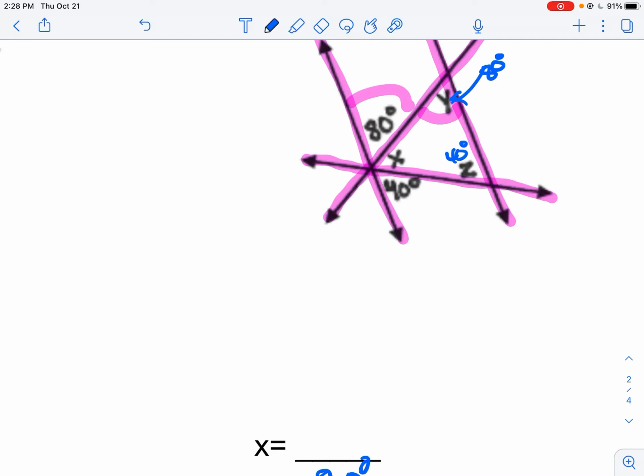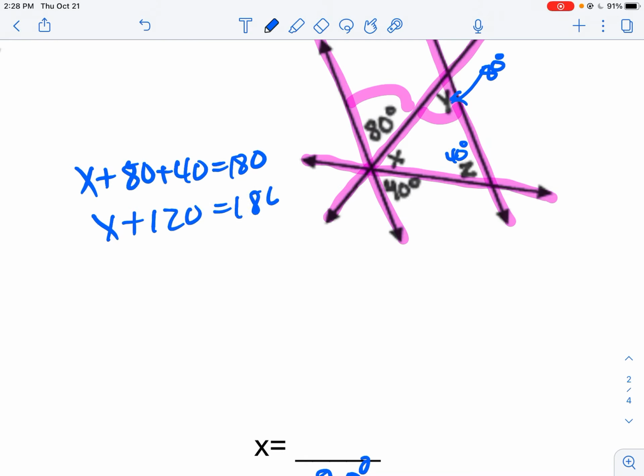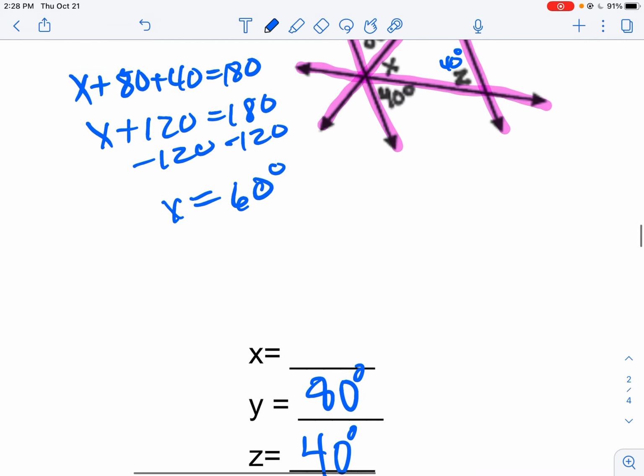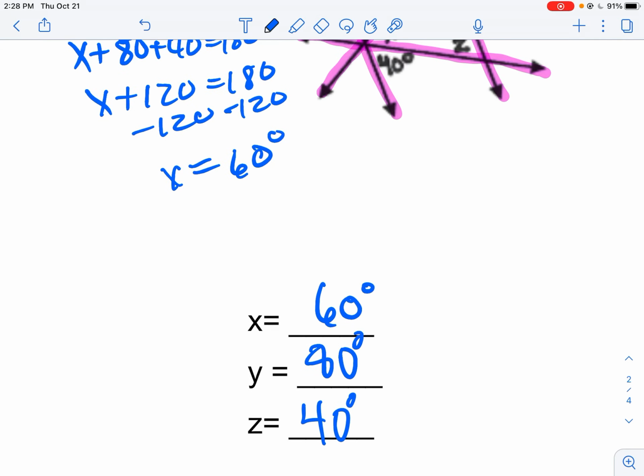Now, all the angles inside of a triangle add up to 180. So x plus 120 equals 180. Subtract 120. Get x equals 60 degrees. So x is 60 degrees.